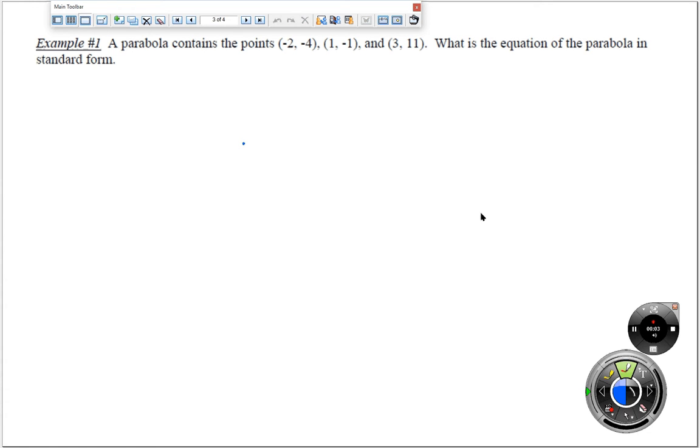So notice it says a parabola contains these 3 points. What's the equation of the parabola in standard form? So think back to when you guys worked with lines. This problem comes up a lot with lines, right?